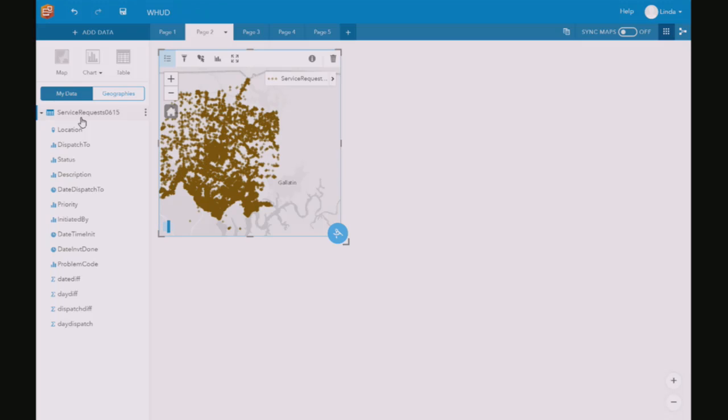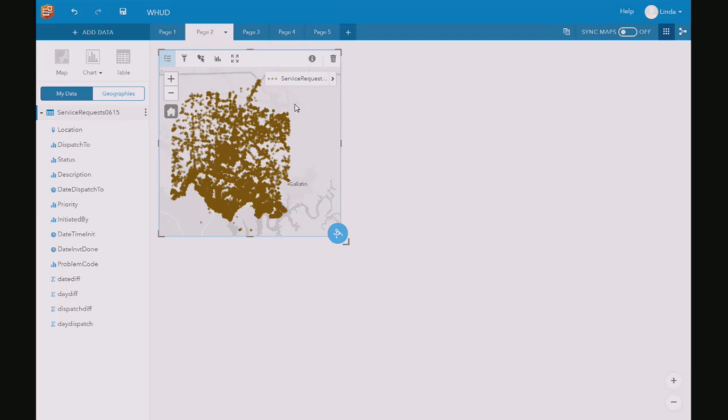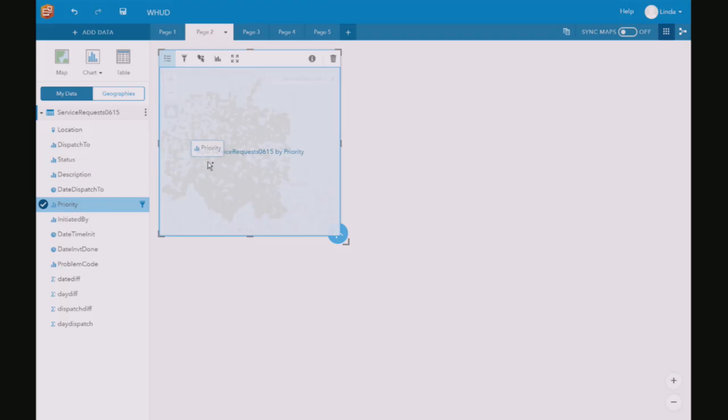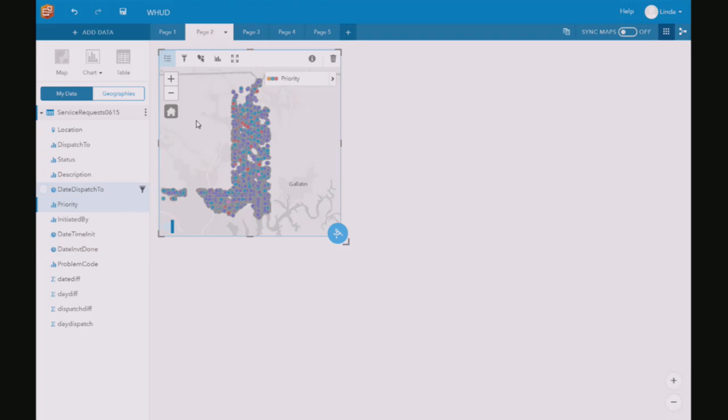So the first thing they do when they receive this phone call is they prioritize it. So they decide how quickly an engineer needs to go out and answer that leak. They also prioritize them by problem code. So what kind of problem is it that you have within that area? So let's look at it by priority. I could put that on a map and see where these priorities are given.